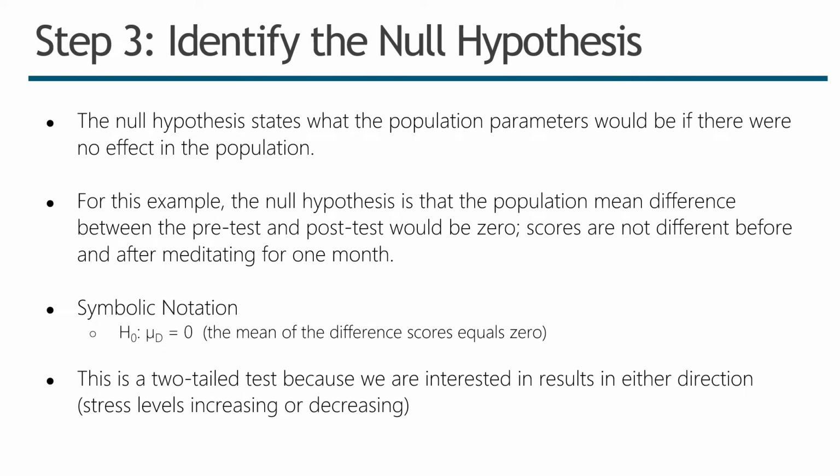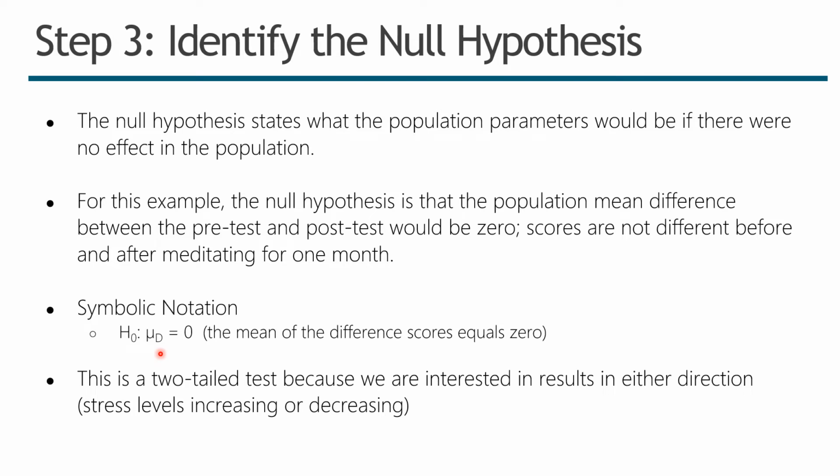And the null hypothesis is telling us what the population parameters would be if there were no effect in the population. Or in this case, that meditating for 1 month using the app has no effect on people's stress levels. If that were the case, then we would find no difference between the pretest scores and the post-test scores. Another way of thinking about this is that the mean of the difference scores, abbreviated mu sub d, would be equal to 0, because people's scores on average wouldn't change when they use the app.